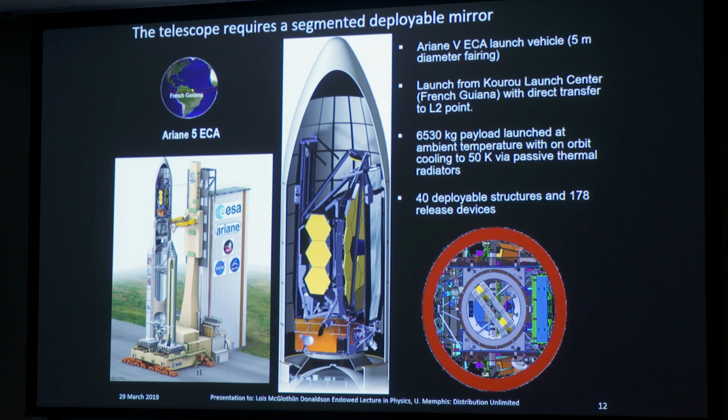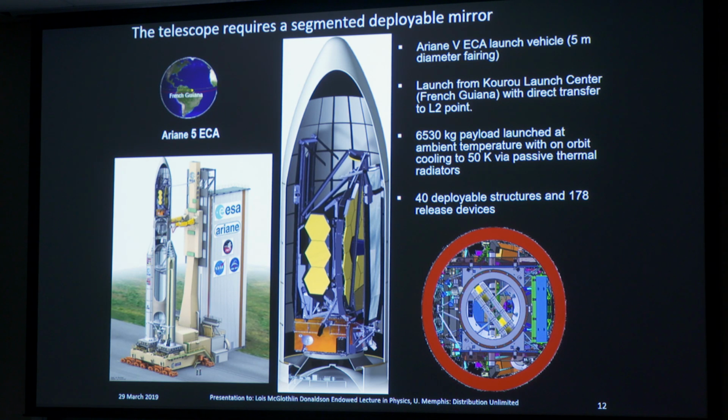We're flying on a French rocket called the Ariane 5, and it will be launched from French Guiana, which is on the east coast of South America. The payload is about 6.5 metric tons. It's launched warm and then will cool to minus 400 Fahrenheit after the sunshade deploys. And next I'll show you the origami of how all of this deploys in space.